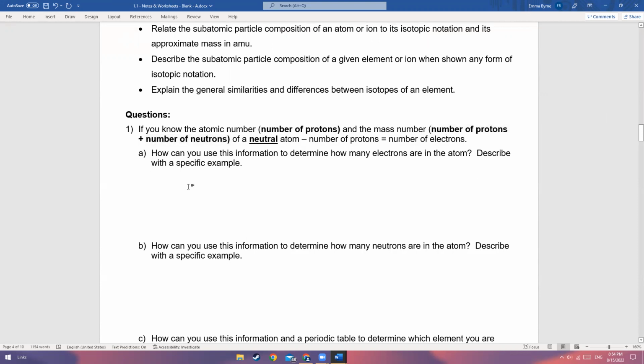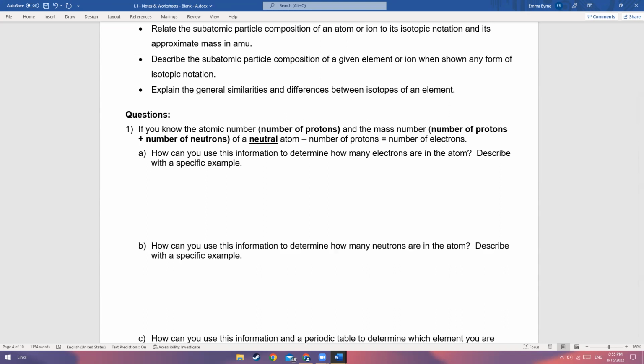How can we use this information to determine how many electrons are in the atom? The place where we mention electrons up here is basically saying in a neutral atom, the number of protons equals the number of electrons. So if you know the atomic number, or the number of protons, you could easily guess how many electrons there are.